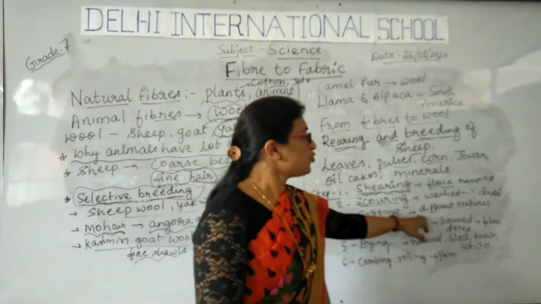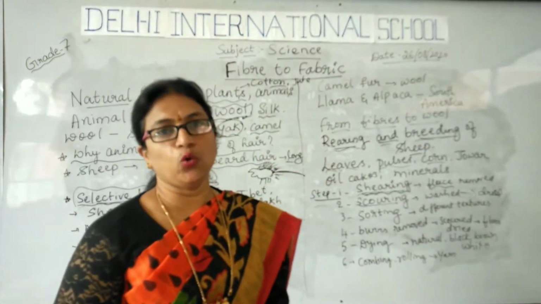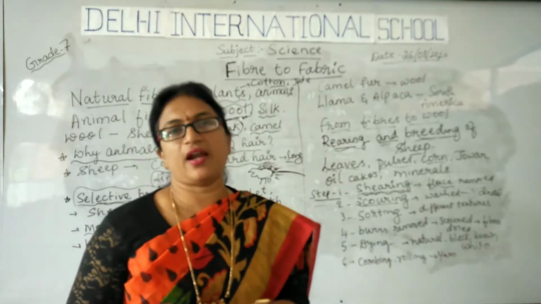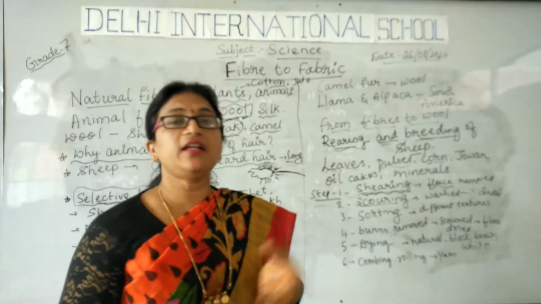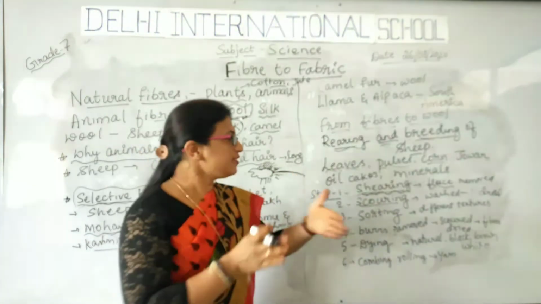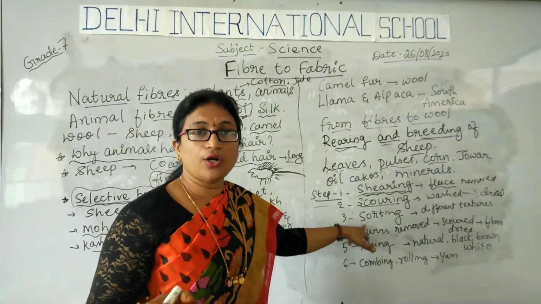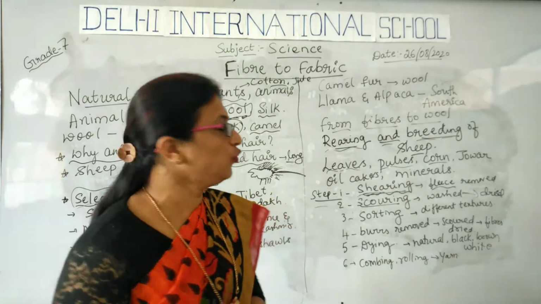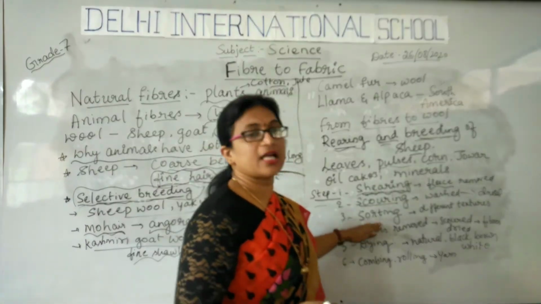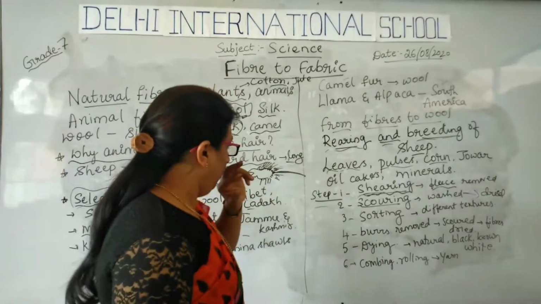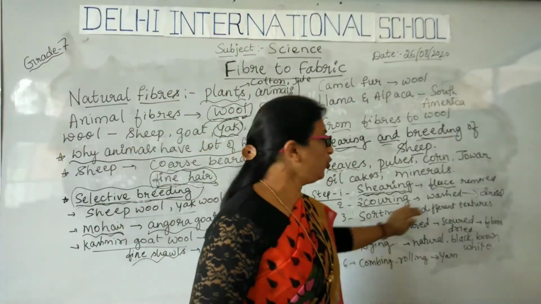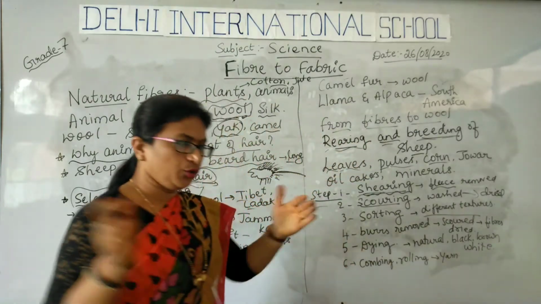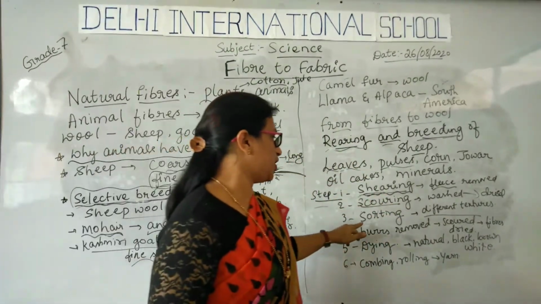Sorting here is of the different textures of the wool. Different textures means fine hairs are there, coarse beard hairs are there. Like this, different textured hairs are there. Those are separated in order to get different qualities of wool. They are all separated or sorted. Sorting is done to separate the different textures.